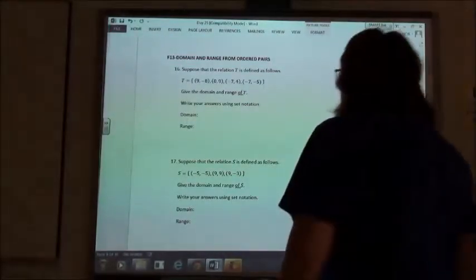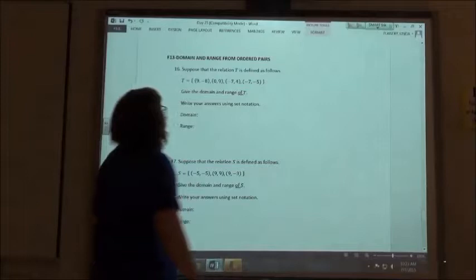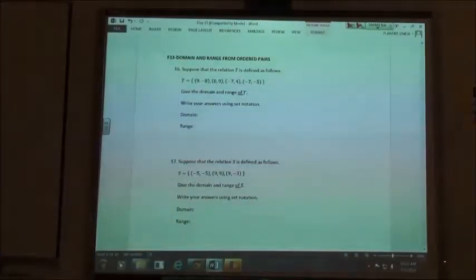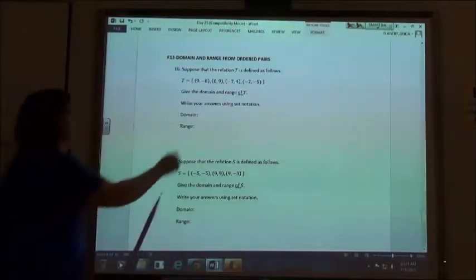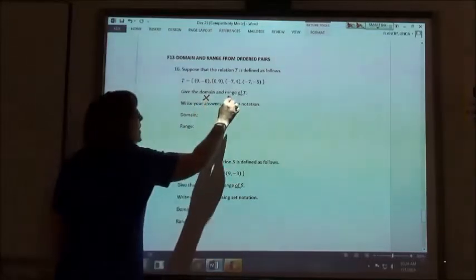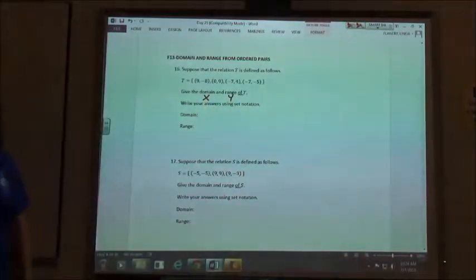And 16, 17, and 18, wanting you to know what domain and range are. The domain is just the fancy name for what the x's are. The range is the fancy name for what the y's are.